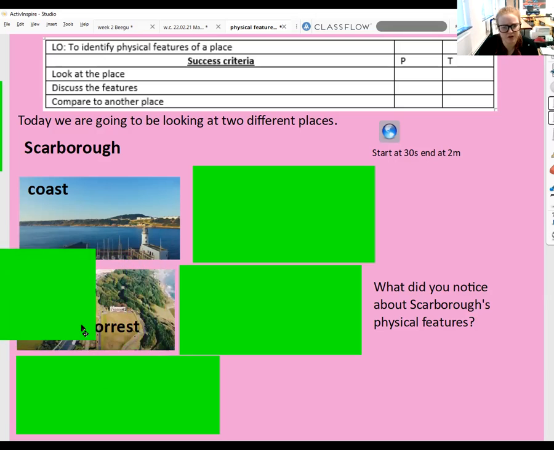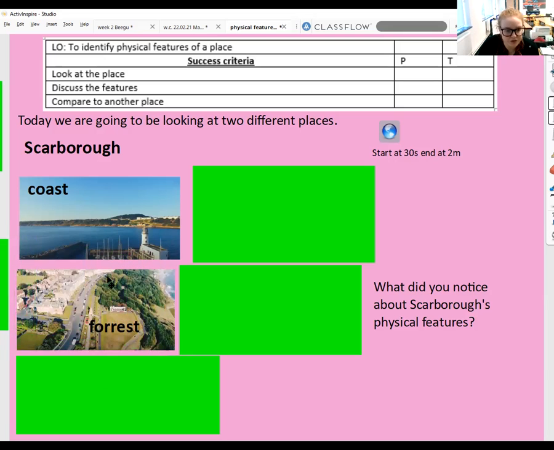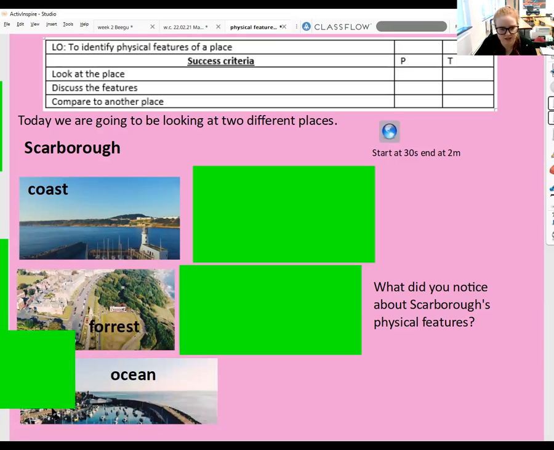Physical features. What other physical features? We saw some forest areas, didn't we? We see lots of trees together in quite a close area. We can say that is forest area. So here is some forest area. Fantastic. Okay, what else did we see in Scarborough? We saw the ocean. Right next to the land is the sea, but if you follow it all the way out, it goes into the ocean. So we know that Scarborough, if you go out from the sea, is the ocean.